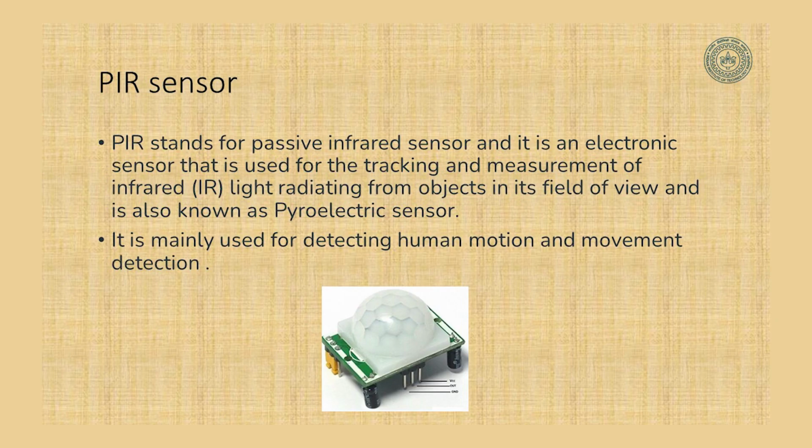You saw this in the last class. This is what it looks like, and there are 3 terminals usually. One is your VCC, the second is the ground, and this is where the output comes out, whether there is motion or not. You get it from the middle pin.